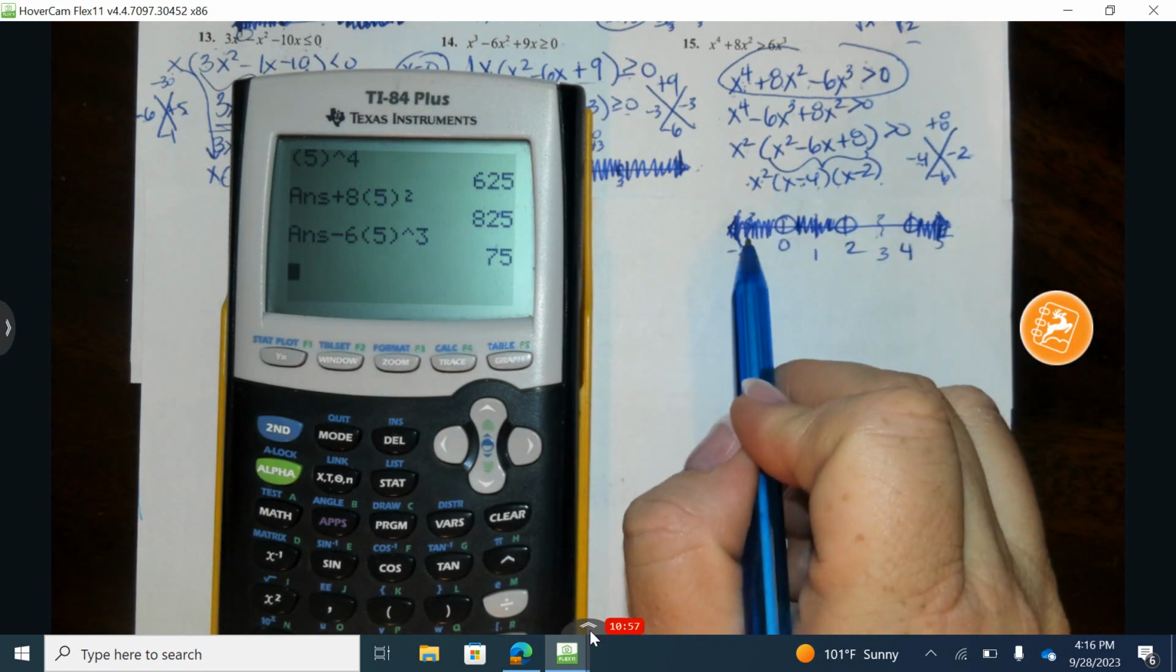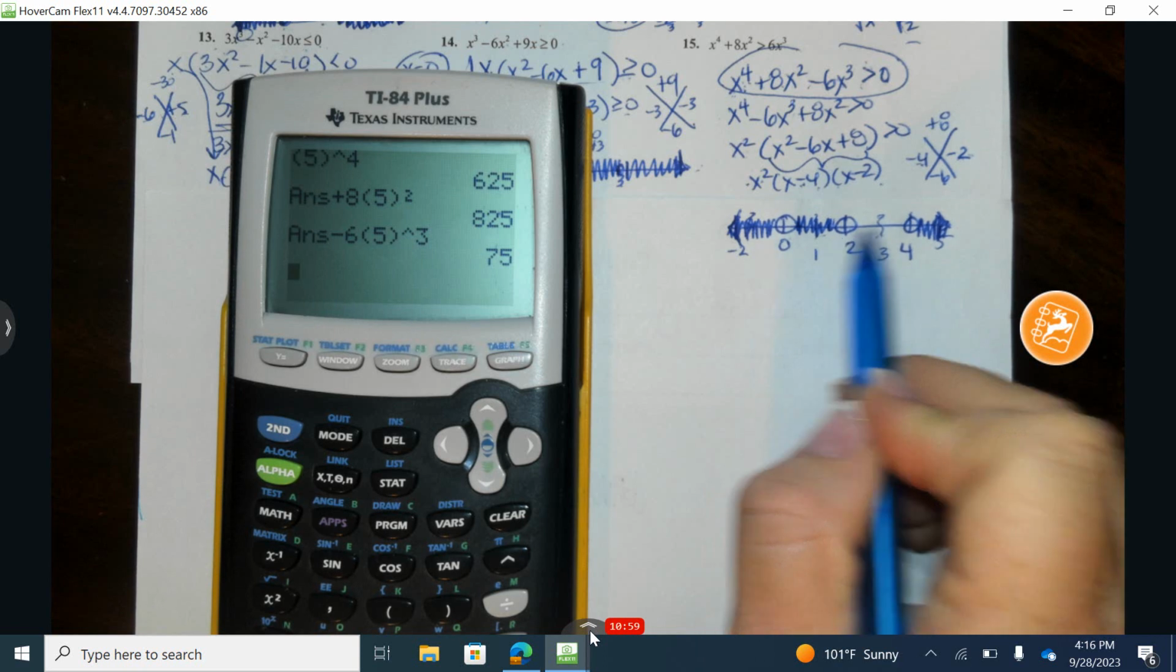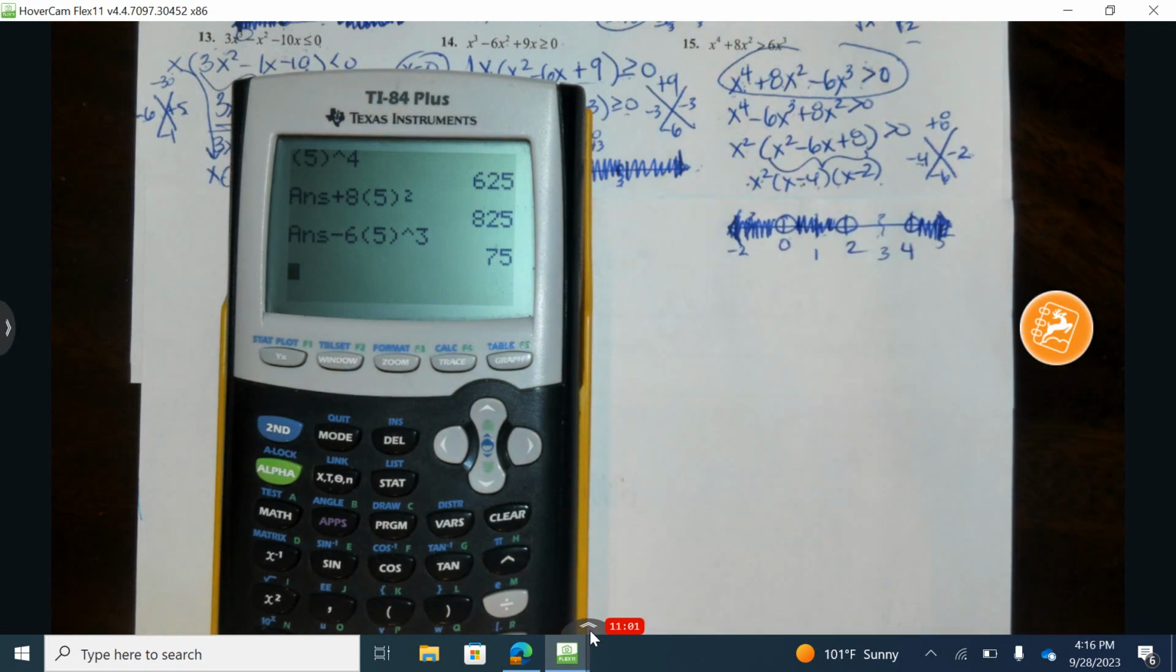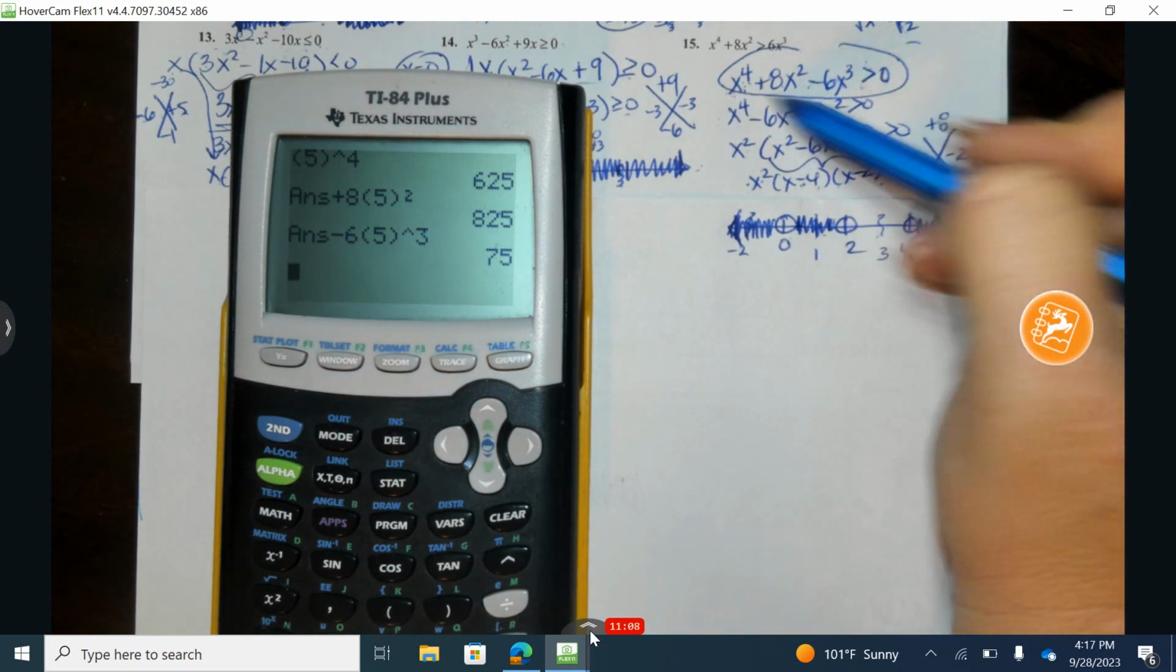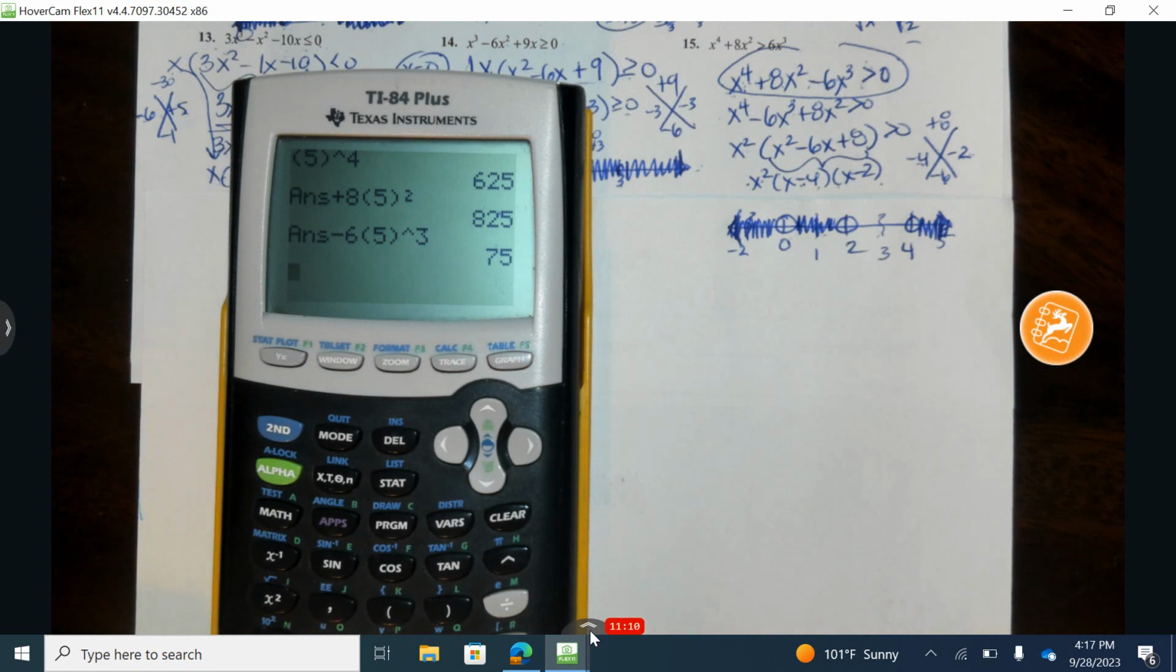So this is shaded, open, shaded, open, open, and shaded. Remember, shaded is what is considered, we could take any point from that shaded region. It's considered to be part of the solution set. We plug it in, and this statement would make sense. Let's go on to our last 3.